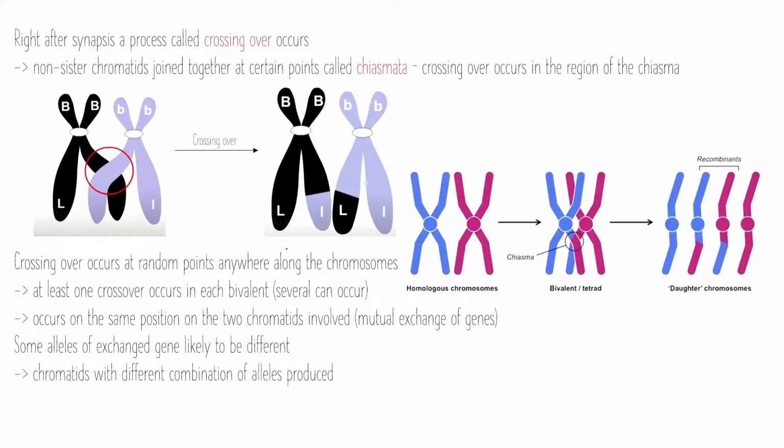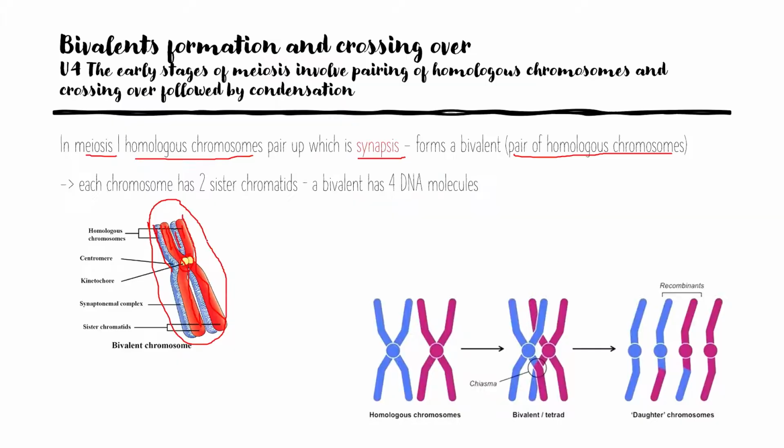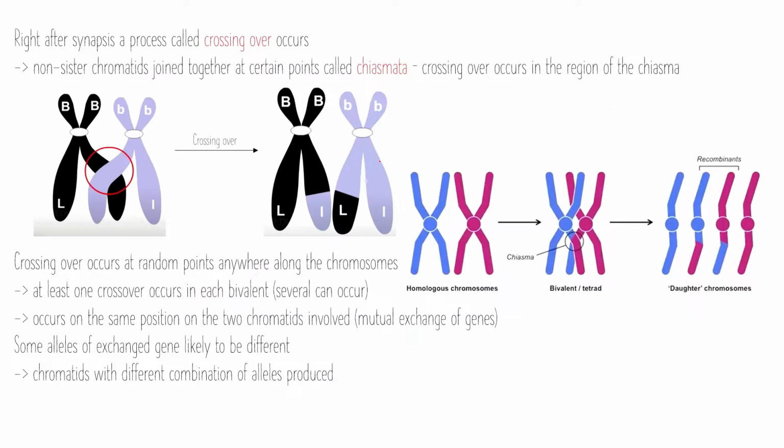So right after synapsis, again, synapsis is just when homologous chromosomes pair up. Right after synapsis, a process called crossing over occurs. So crossing over. And crossing over is when non-sister chromatids are joined together at certain points. And this point is called a chiasmata.